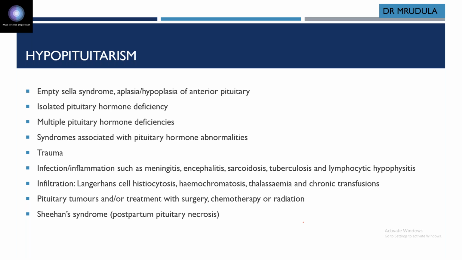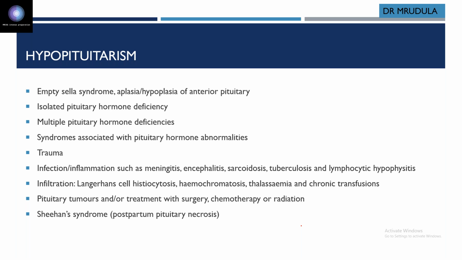Hypopituitarism is basically due to primary pituitary dysfunction. Okay, so it can be because of empty sella syndrome, aplasia or hypoplasia of the anterior pituitary, isolated pituitary hormone deficiency, that is single hormone deficiency or multiple deficiencies, syndromes associated with pituitary hormone abnormalities, any trauma, any infection or inflammation, any infiltrations like hemochromatosis, Langerhans histiocytosis, chronic transfusion or thalassemia, pituitary tumors or treatment with surgery, radiotherapy or chemotherapy, and Sheehan syndrome, that is postpartum pituitary necrosis.